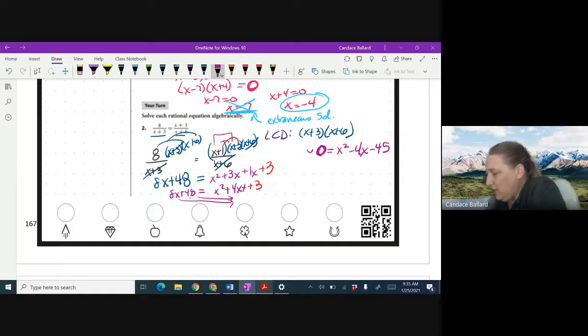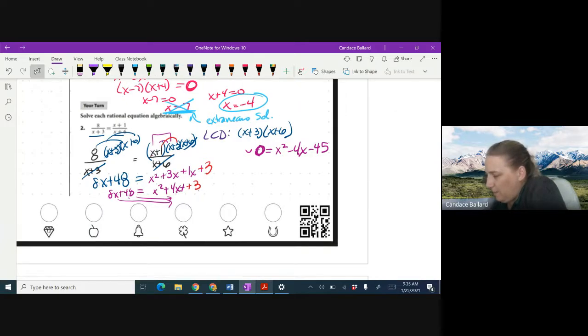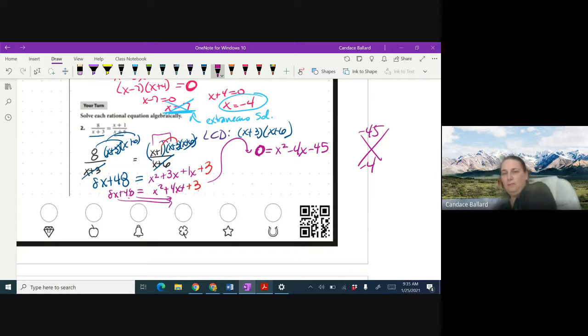So I need good old magic X again, right? Two numbers, I lost my arrow, that multiply to negative 45 and add to negative 4. What do you guys think should go in there?